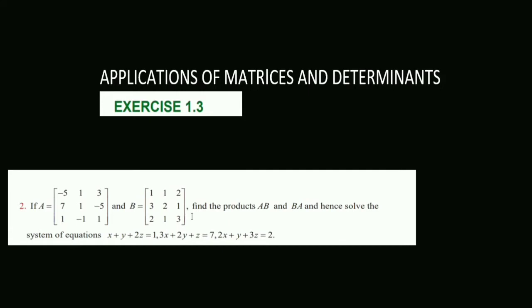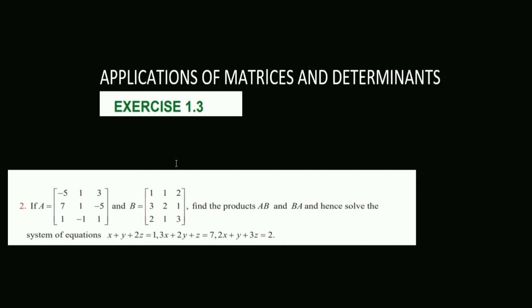Find the products AB and BA and hence solve the system of equations x plus y plus 2z equal to 1, 3x plus 2y plus z equal to 7, 2x plus y plus 3z equal to 2.